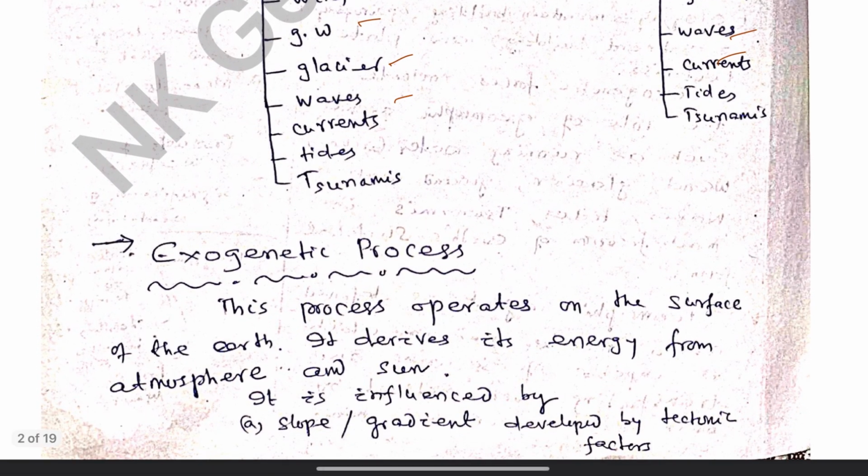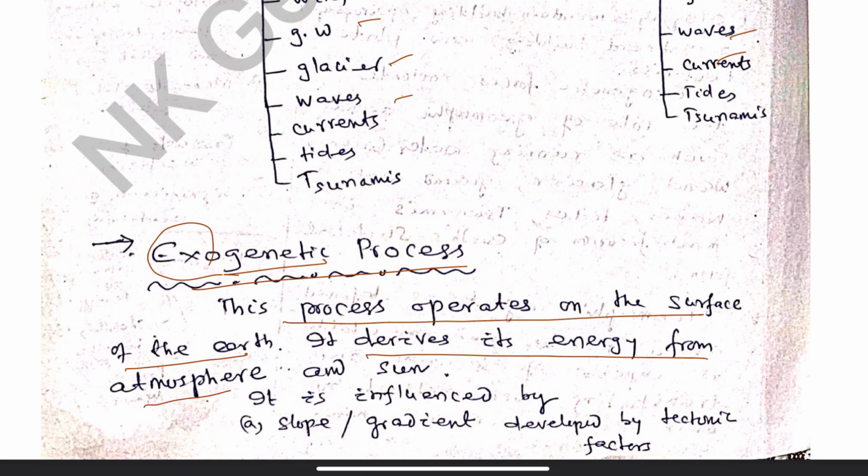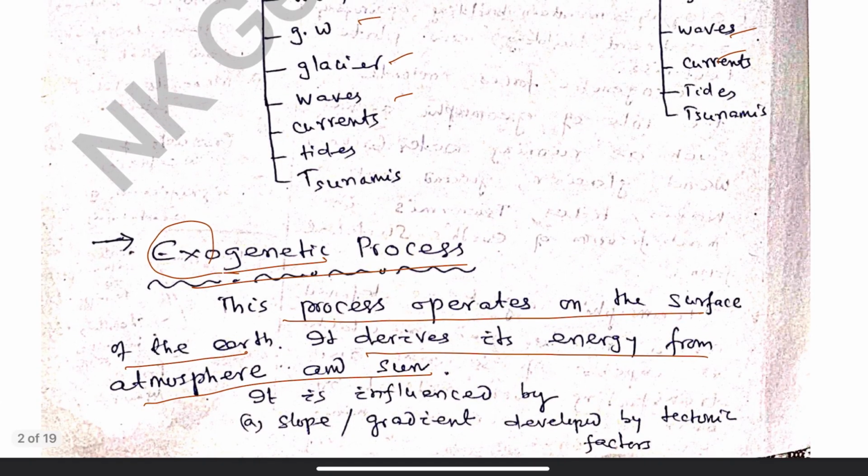So what is an exogenetic process? An exogenetic process operates on the surface of the Earth. Exo means out, genetic means origin: origin outside the Earth's interior, operating on the Earth's surface. It derives its energy from the atmosphere and the sun. The exogenetic processes derive their energy from the atmosphere, and the sun has a role in regulating them.